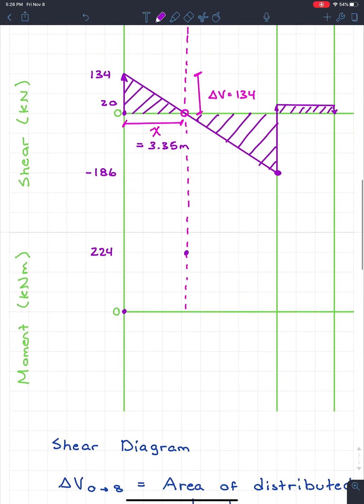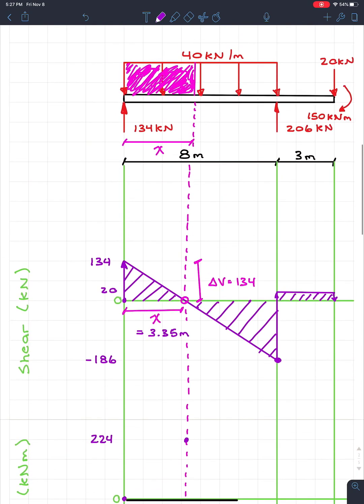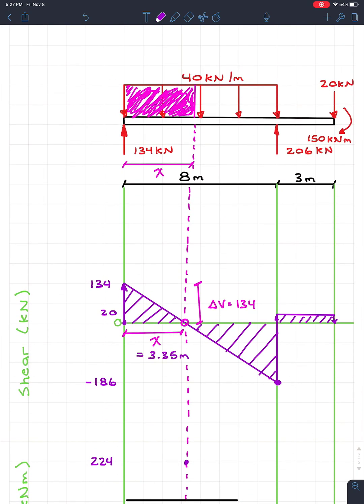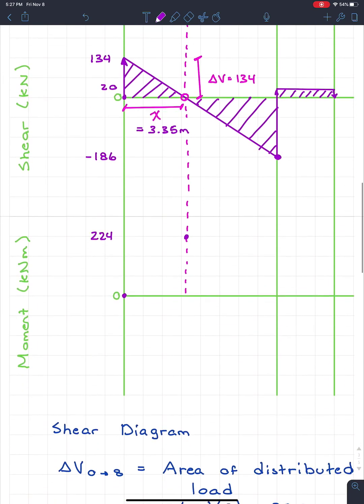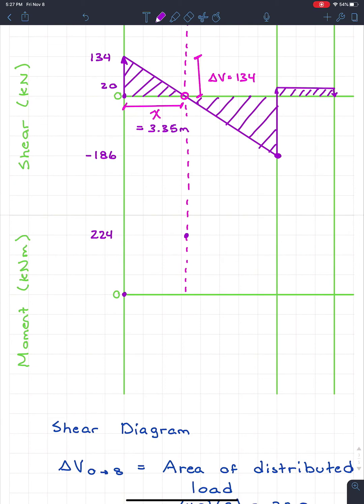But now here's the problem. We knew that when something was constant, then the next one would be linear. So we had a constant distributed load, we had a linear shear. And just by intuition, you guys are going to tell, well, if we have a linear shear, we're going to have a quadratic moment.